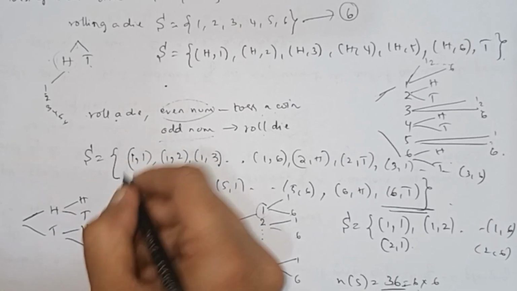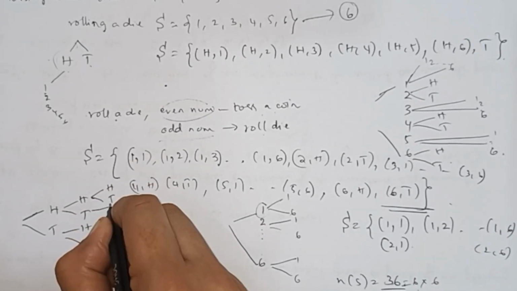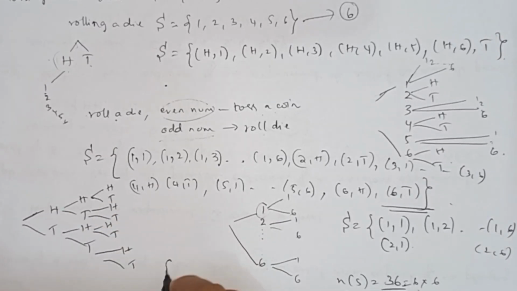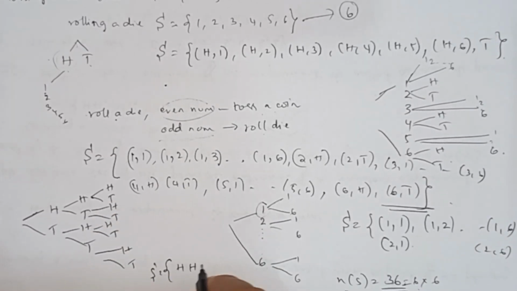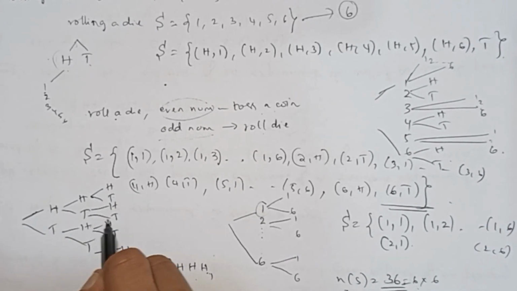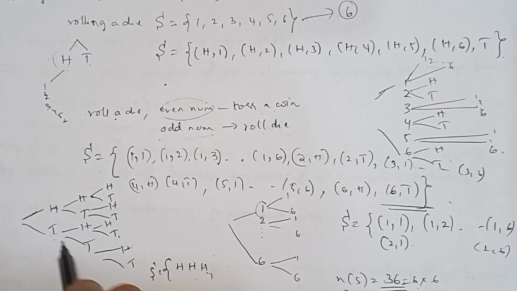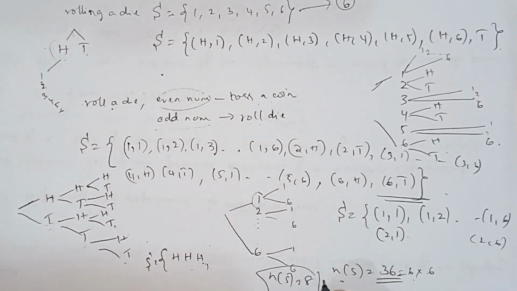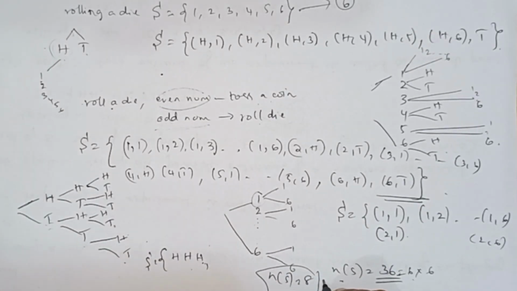Suppose you toss a coin thrice, then H or T, H or T, then H or T. So altogether S is equal to HHH, meaning all three heads in three tosses of a coin. Then HHT, HTH, HTT, THH, THT, TTH, TTT. So there are totally n(S) equal to 8 possible outcomes when you toss a coin thrice. This is how we find the sample space of the random experiment.